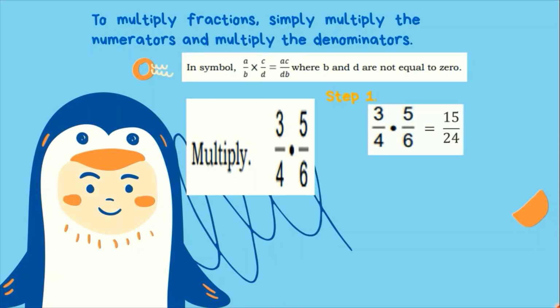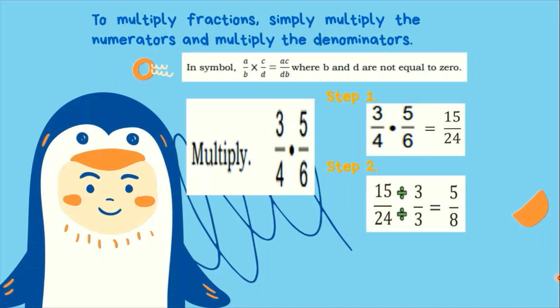Step 1 natin, simply multiply. 3 times 5 is equal to 15, and 4 times 6 is equal to 24. 15 over 24, this is still a big fraction. Pwede pa natin siyang pababain. Let's reduce it to its lowest term.